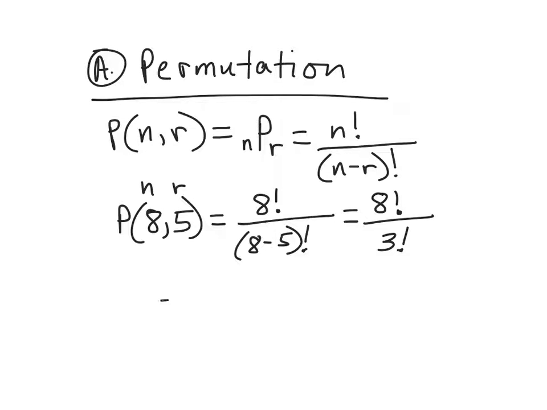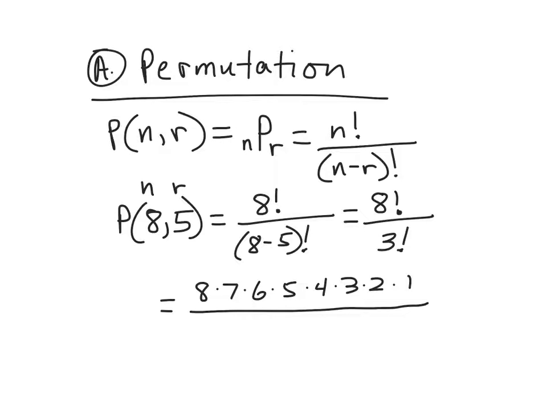which would be, what's 8 factorial equal to? Do you guys remember? How do I find it? Well, that's true. There you go. 8 times 7 times 6 times 5 times 4 times 3 times 2 times 1 over 3 factorial would be 3 times 2 times 1.